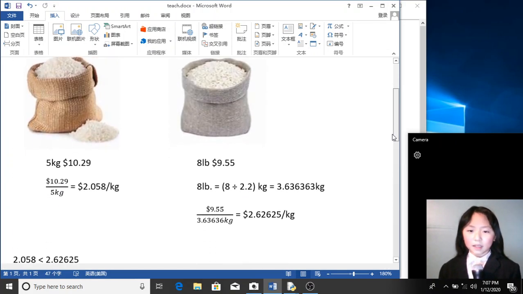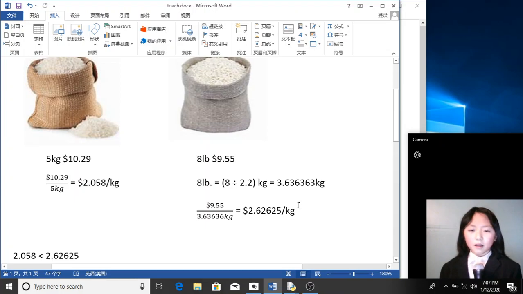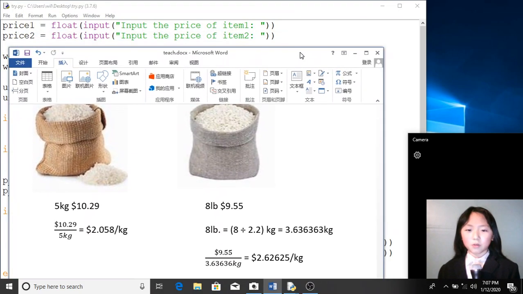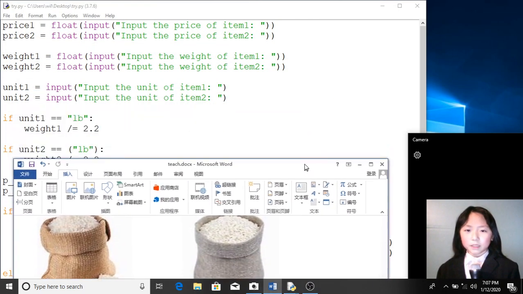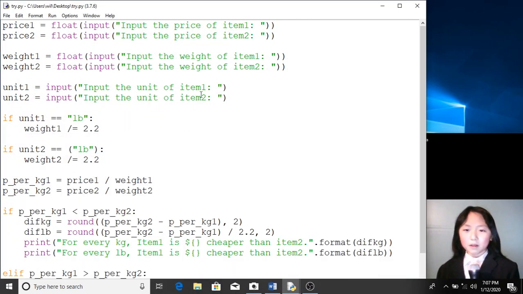As you can see, we have pretty much math to do just to find out which bag of rice is cheaper, and you most likely won't have that much time when you're in the store. But with this Python program, we can quickly find out.